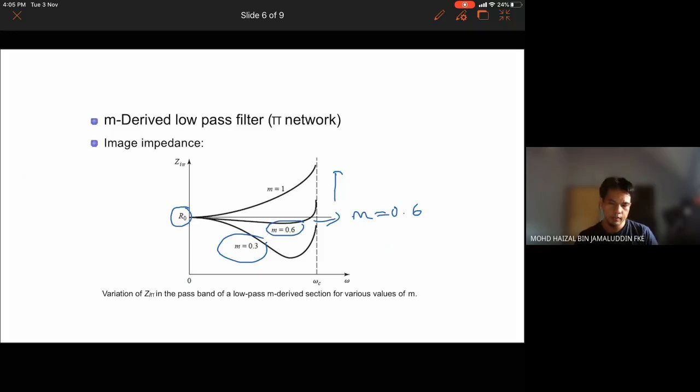Let's see the example here. The first example: a low pass m-Derived section introduces an infinite attenuation pole at 2.05 MHz, while the cutoff frequency is at 2 MHz. Find the value of m. So here is how we want to find the value of m.